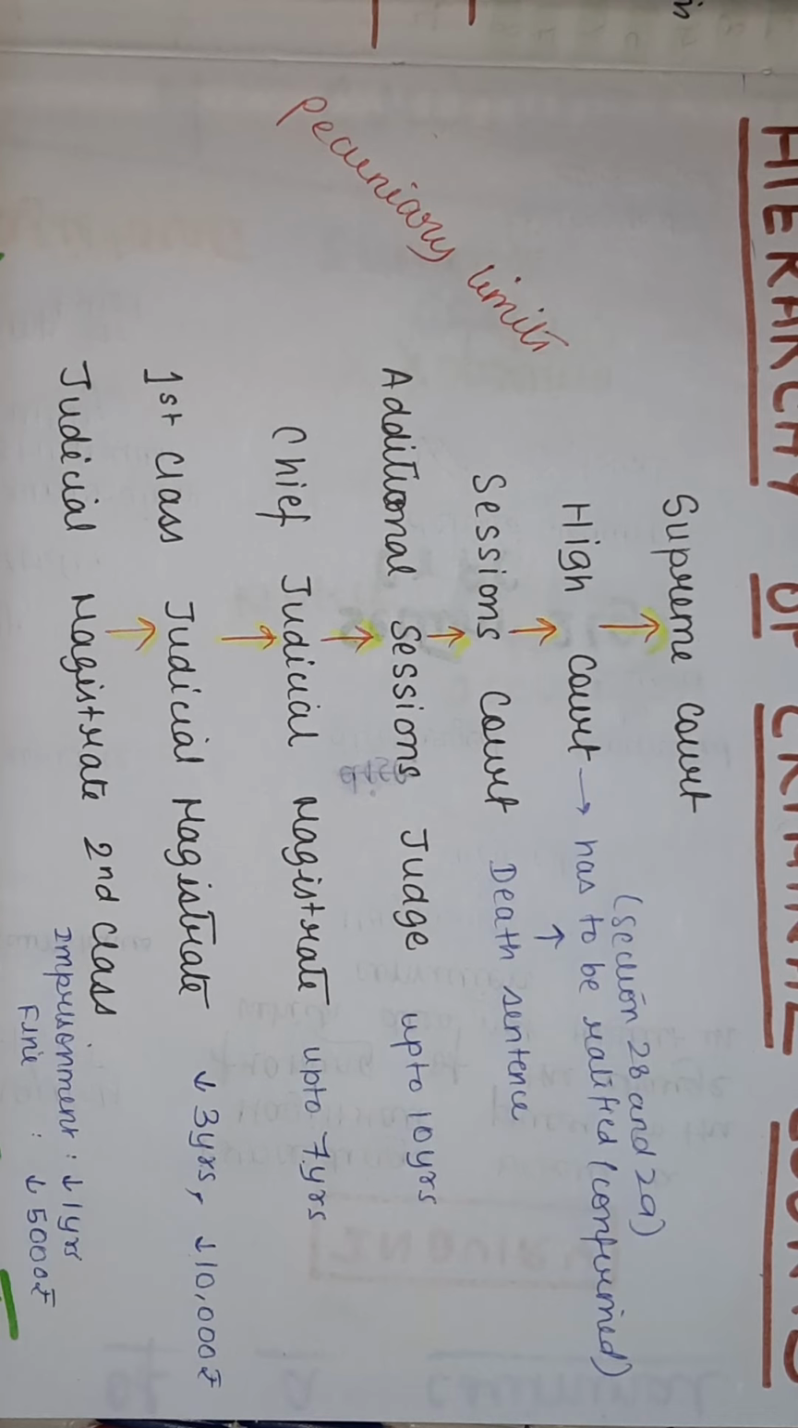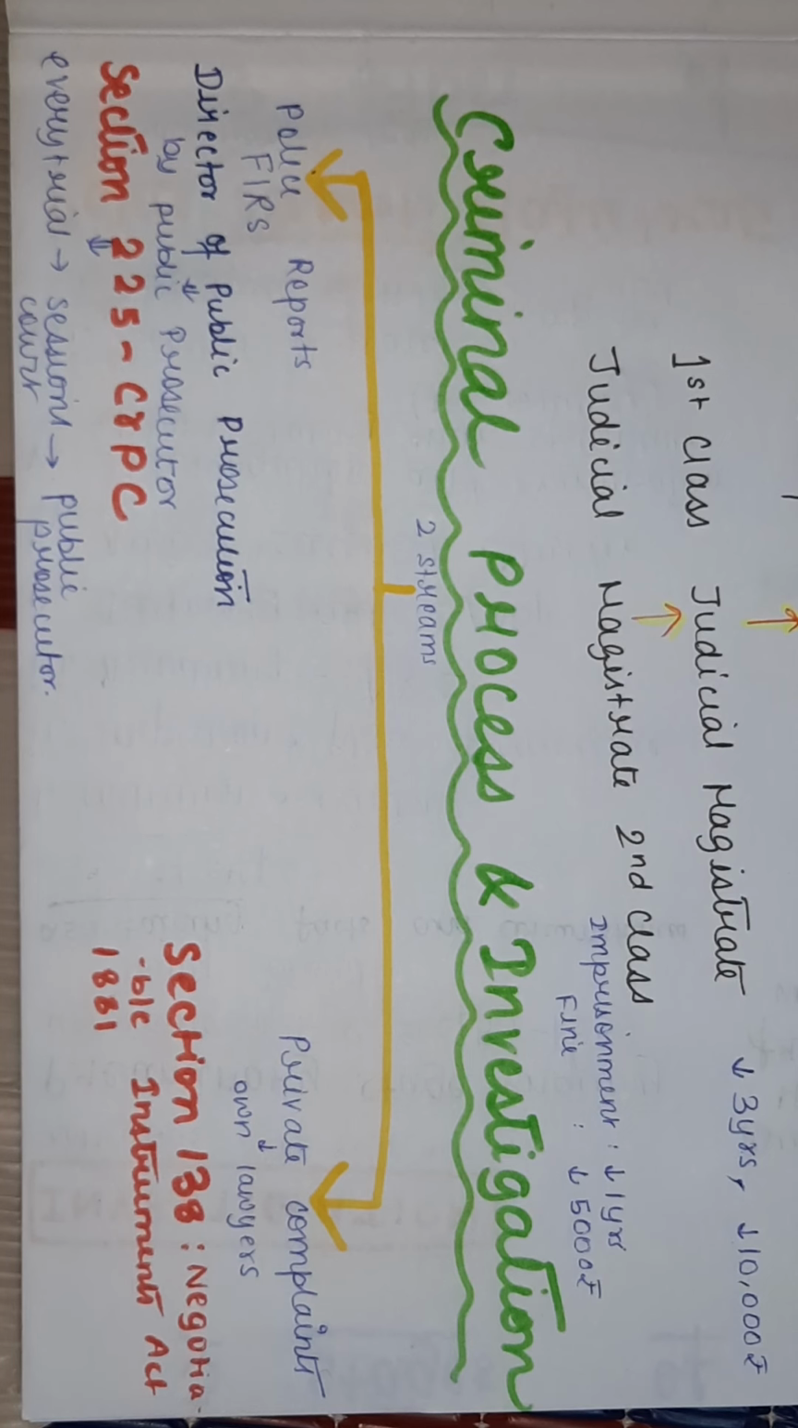And obviously there is no limit on the powers of the Supreme Court. It's limited, obviously, as the other organs check it, but the Supreme Court can impose any punishment. It can also impose death sentences, and there is no authority that can check it. It's the final court of appeal. Next we come to the criminal process and investigation.